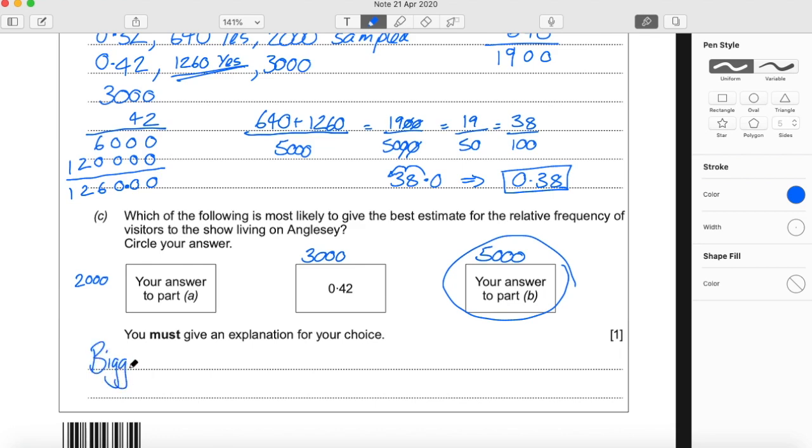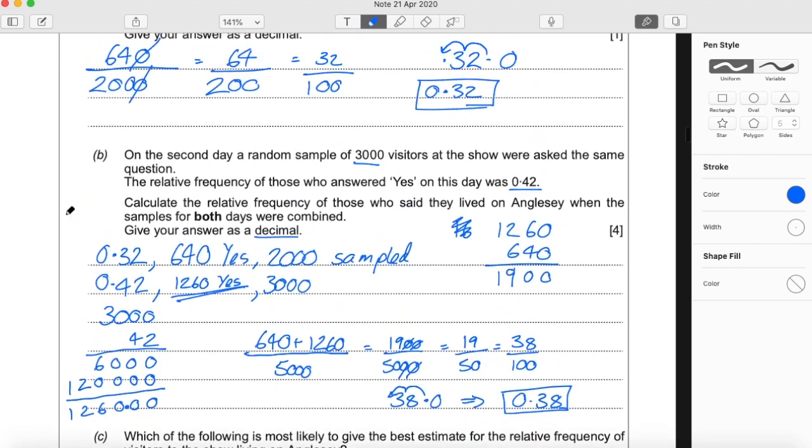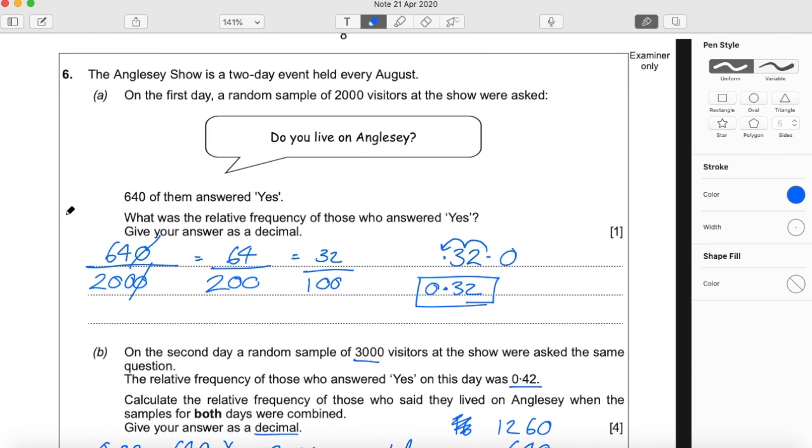Biggest sample size was over both days. The best estimate, we want the biggest sample size because that will be the closest number to the true population that we're trying to measure. So there's the answer to part C. And there we go, all parts answered for question 6.